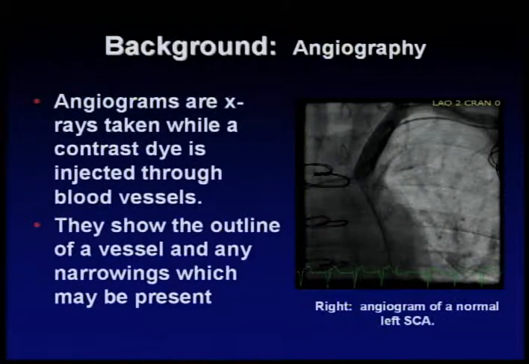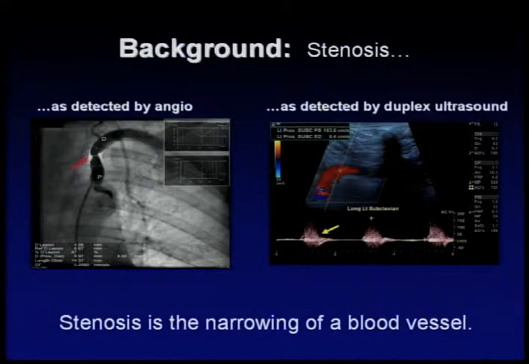Again, this is the image of the same left subclavian as the last. This image is an angiogram, or an X-ray taken while a contrast dye is injected through the vessels. Angiograms outline a vessel and indicate narrowings if present. Stenosis is the narrowing of a blood vessel.